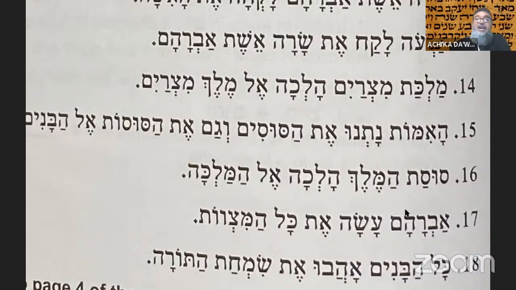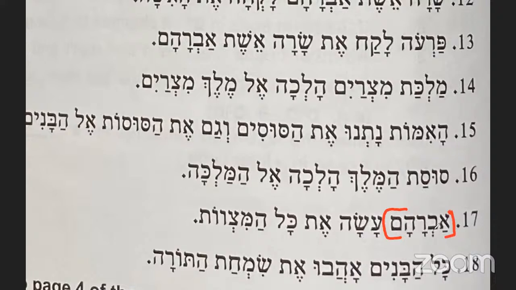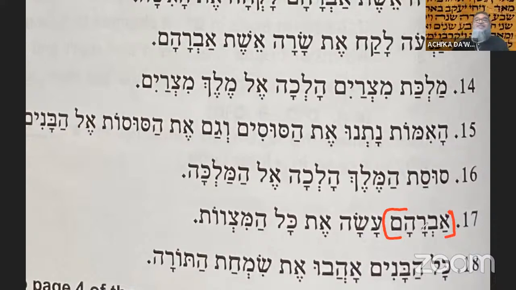What's the name of our father? Abraham. Everybody knows that. Avraham. Okay. We can get into his name. I could break his name down really strong. Avraham, he asa. Okay. Asa means to do or to make.